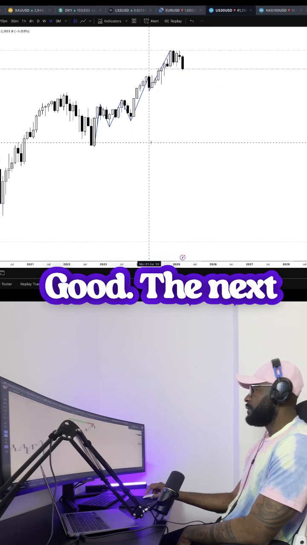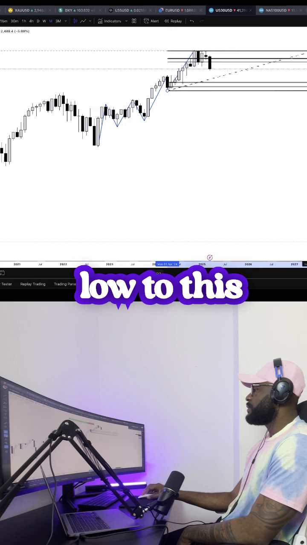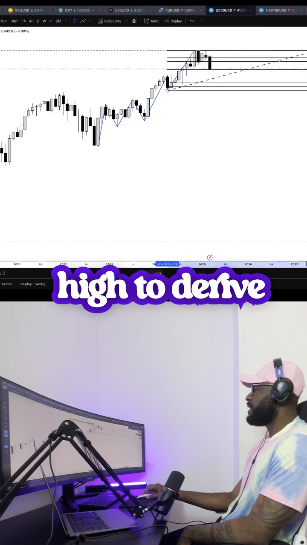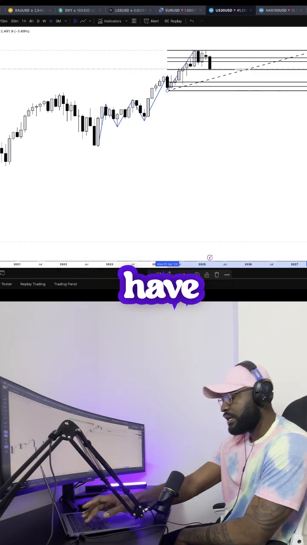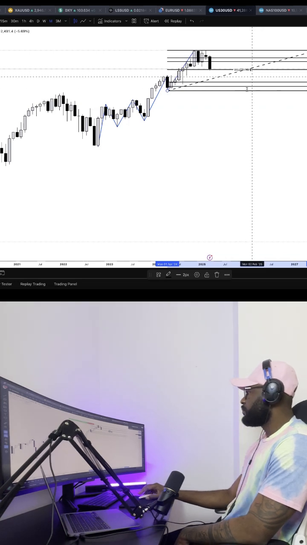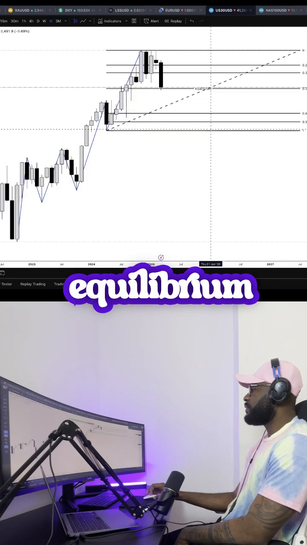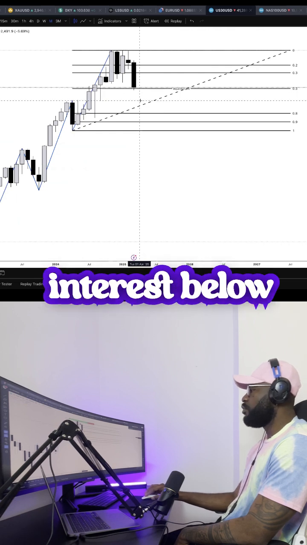Good. The next thing I do is I use my Fibonacci to draw from this low to this high to derive my equilibrium. And right here we have equilibrium. So now I can see the equilibrium zone. What I would now do is I'll be looking for a point of interest below equilibrium.